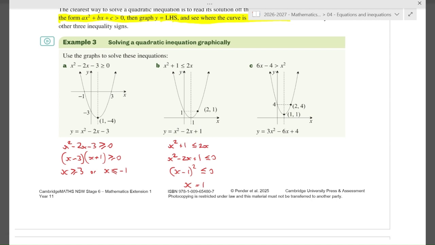Why did you write x squared plus 1? That's the actual question. And then the next line just brings it over to one side. There you go. We then have the third one.